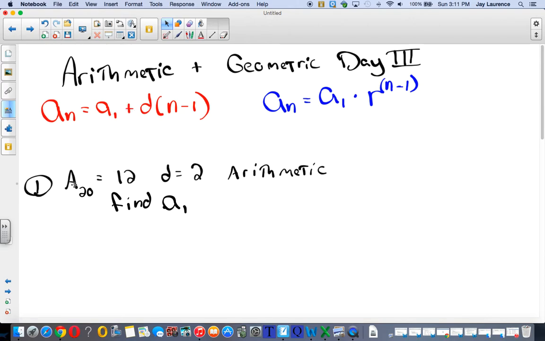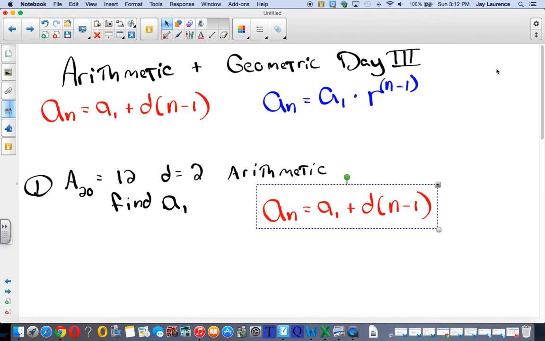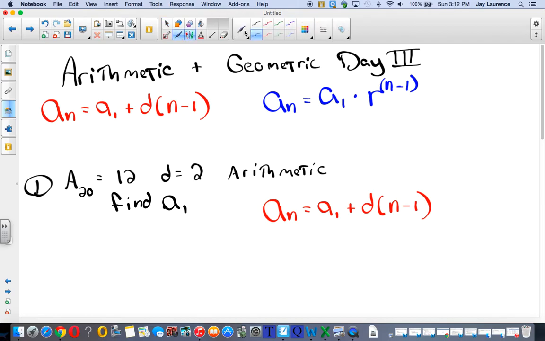So this first one says a sub 20 equals 12. D is 2. The common difference is 2. It's an arithmetic sequence, and we need to find a sub 1. Well, that means we're going to use this formula here, so I'm going to write it down right there. Ooh, aren't I amazing? Didn't I write that really fast? All right, and all I'm going to do is plug and chug. I'm going to plug things in and solve for a sub 1.